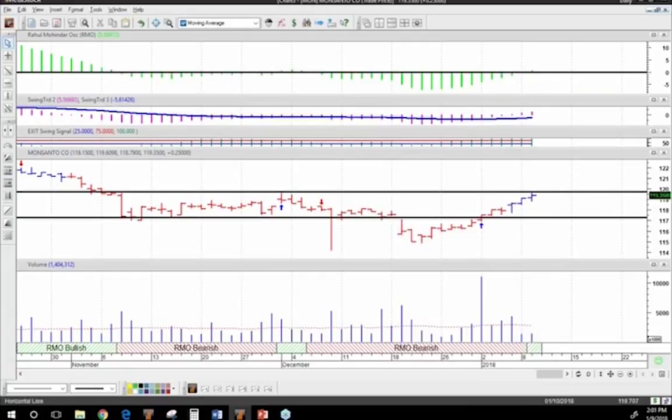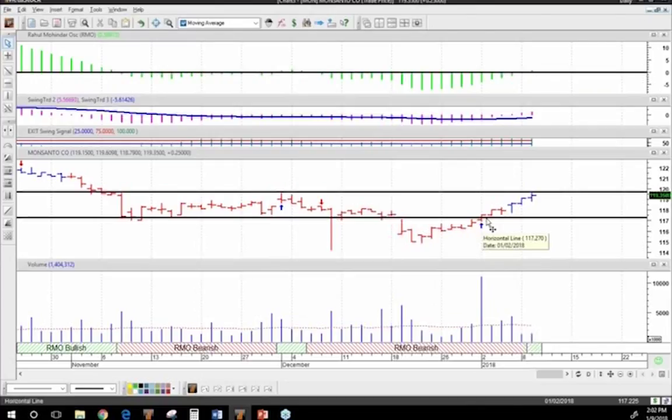So when it does cross above this line at 119.72, I wrote it down, we're going to go ahead and go long. As soon as we go long, we'll use this secondary line at 117.27 as our stop loss for the price.